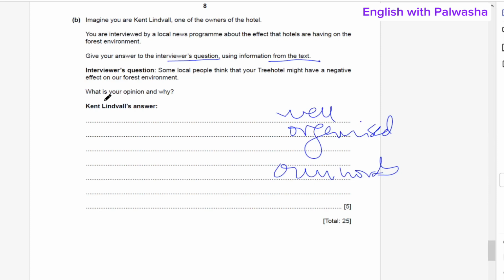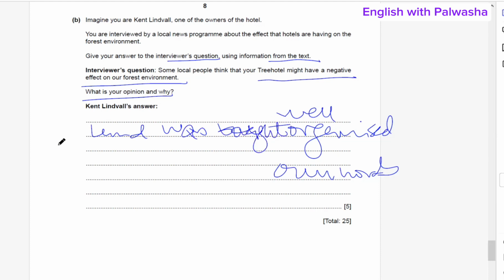Right. So what is your opinion and why? The interviewer's question: some local people think that your tree hotel might have a negative effect on our forest environment. So what is your opinion and why? Now you are going to write what Ken Lindwell's answer would be, all right? You will be writing maybe Ken Lindwell believes that the tree hotel will not have a negative effect. Why? You will be writing, like, the land was bought from someone planning to use it for logging, and then you're going to explain it. The land was bought, you will be explaining it in detail.